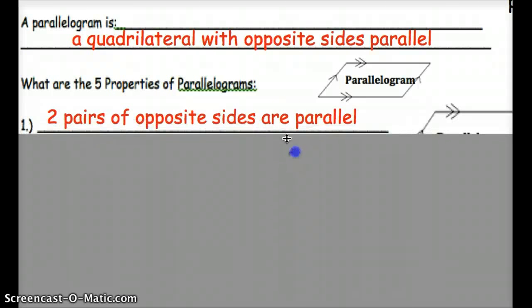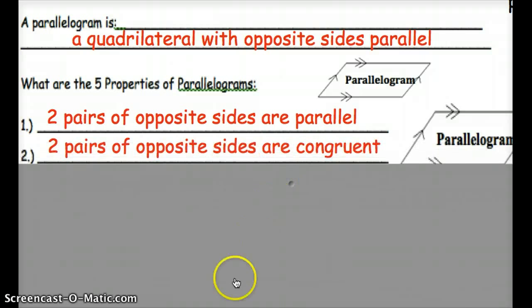The first being 2 pairs of opposite sides are parallel, and the markings are shown there. The second is that there are 2 pairs of opposite sides that are congruent. So if I want to show that segments are congruent, I'll make 1 marking on the top and bottom, and I'll make 2 for the left and the right. Okay, so opposite sides are congruent.